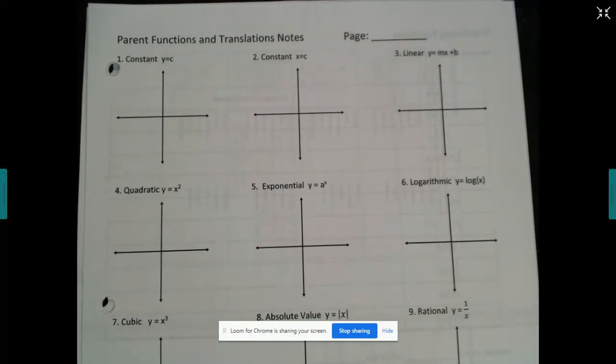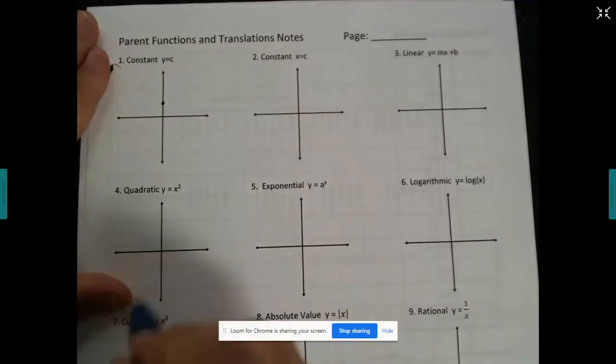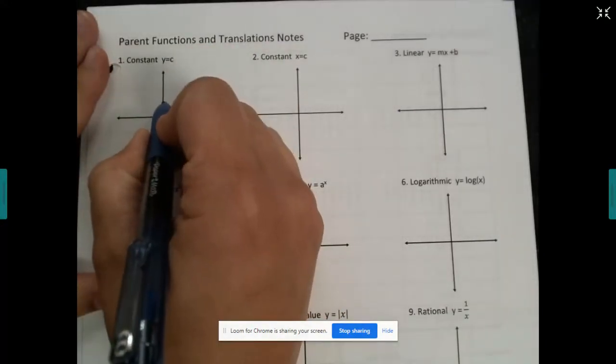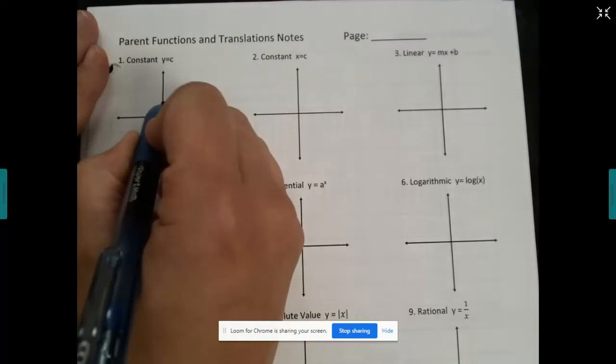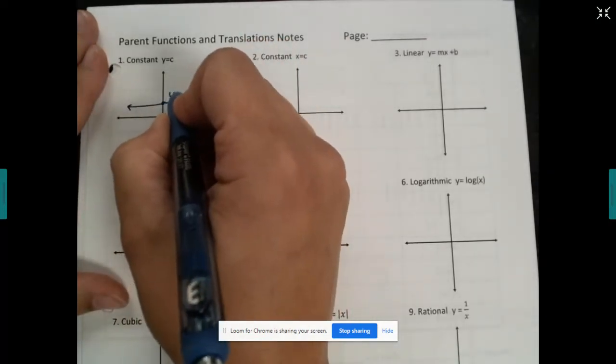So our first one is just a constant function where y equals c. And so if it's just y equals a number, it's just a horizontal line. So we'll say that c is like right here. And so if it's constant, it's just everywhere where y equals c. And that would be the point 0, c.